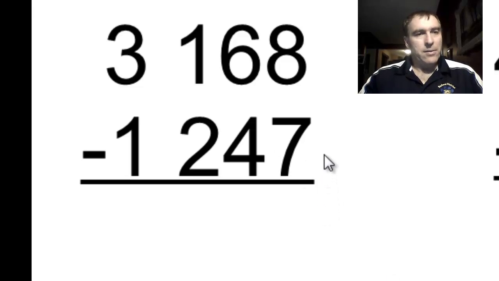We've got 3,168 minus 1,247. So what we do with the reverse addition method is we start at the bottom number and we ask ourselves, what do we have to add to make the top number? So here we ask ourselves, 7 plus what equals 8? Well, the answer is 1. Then we ask ourselves, okay, 4 plus what is 6? 2.